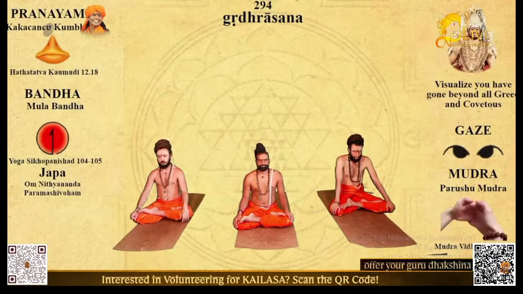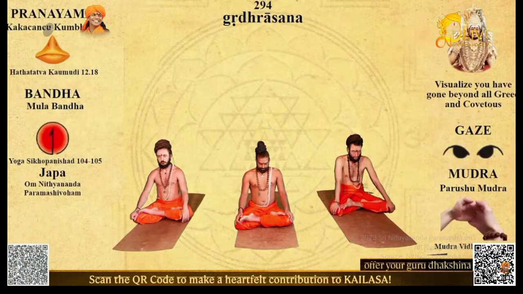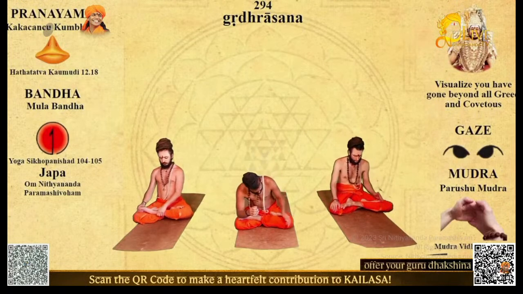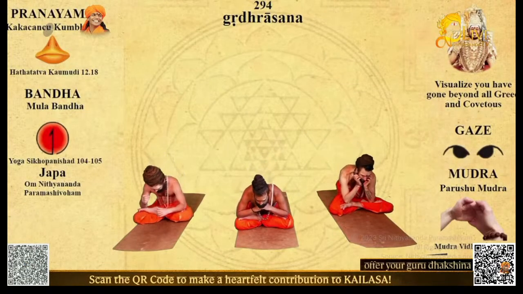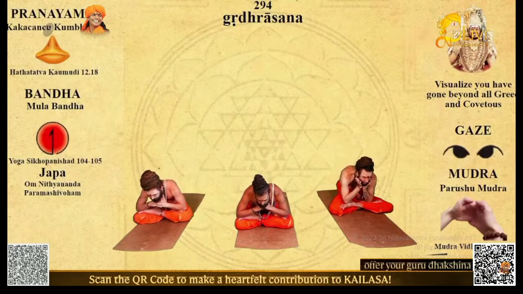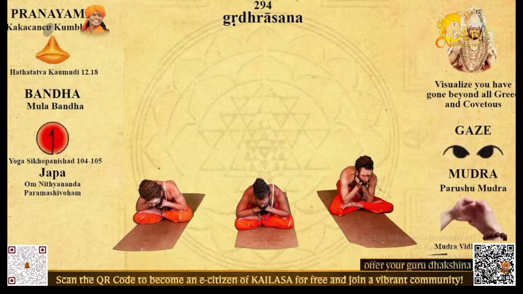Next up is Grittasana. As you sit in Padmasana, place your elbows on the toes. Interlock your fingers in Parashva Mudra. Rest your chin on the fingers as you press your thumb against the throat. Now, visualize you have gone beyond all greed and covetousness.